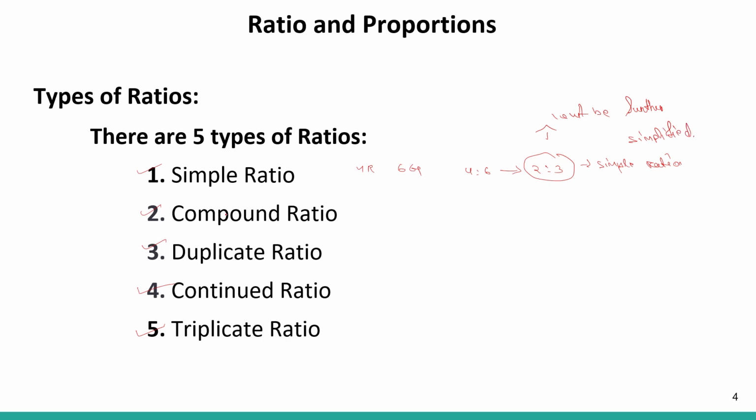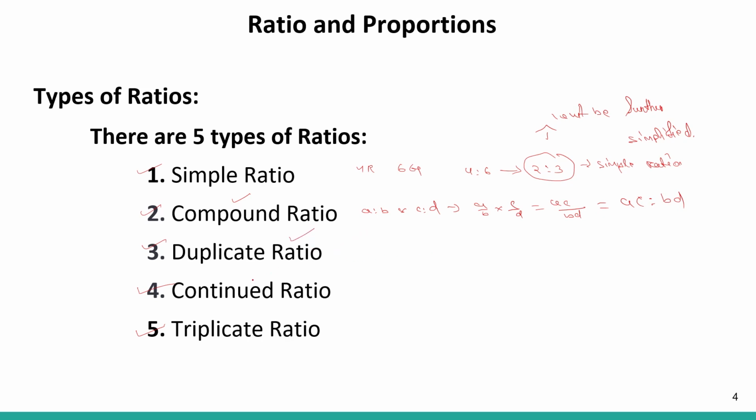Okay, so we also saw what compound ratio was. Compound ratio was nothing but two ratios multiplied together. If you have A is to B and C is to D, you do A by B into C by D, which is equal to AC by BD, that is AC is to BD.